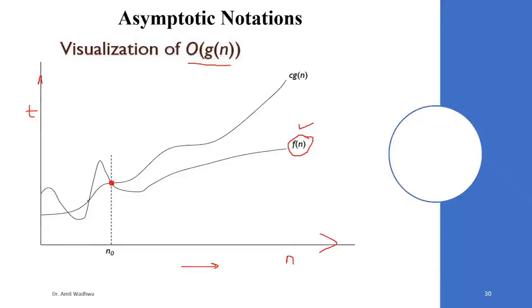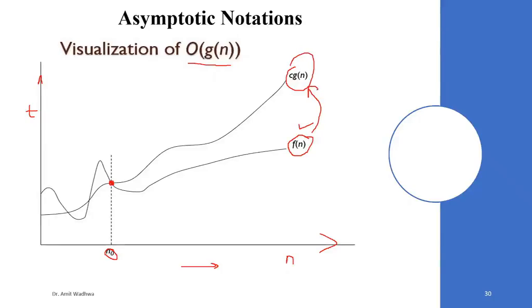So that means after this n naught, a particular value, it can be any value. After this particular value, this function multiplied by c will never be less than this fn, or we can say that fn is always less than or equal to c multiplied by gn after this value of n naught. Okay, so if we are able to figure out this function, then we can say that it is the big O of this particular function fn. That means it is a big O of fn.